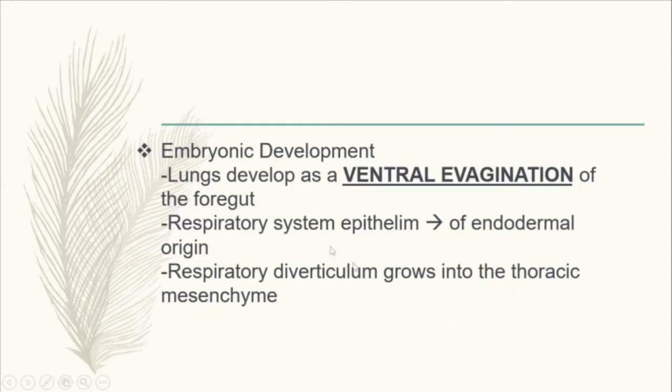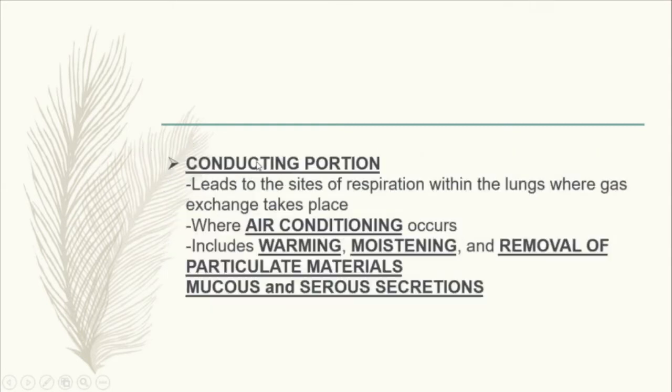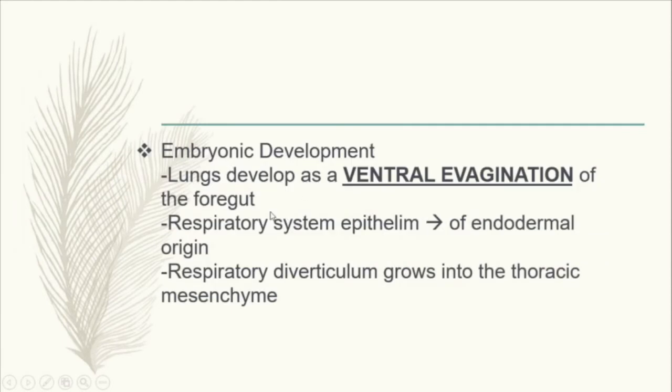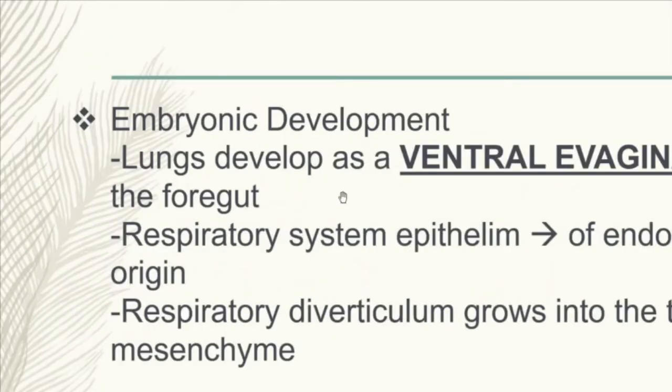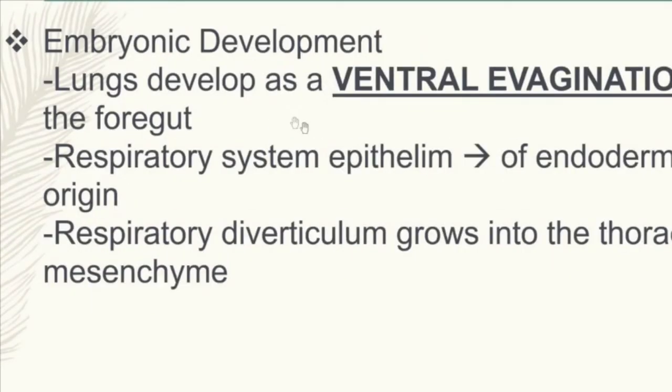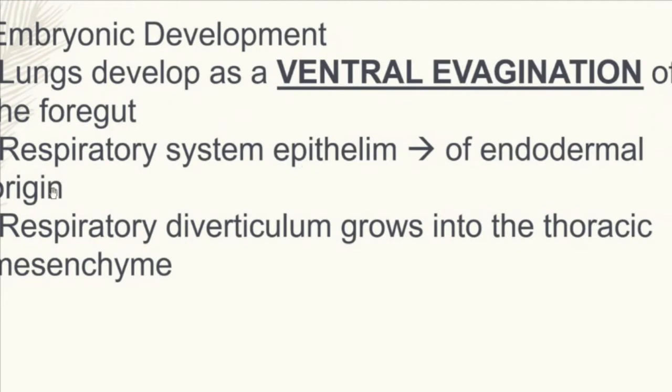In embryonic development, lungs actually develop as a ventral evagination. When you say evagination, it is turning inside out. The lining of the foregut located in the developing fetus turns outward, and that particular development will result in the formation of your lungs. That is also why your respiratory epithelium is said to be of endodermal origin.